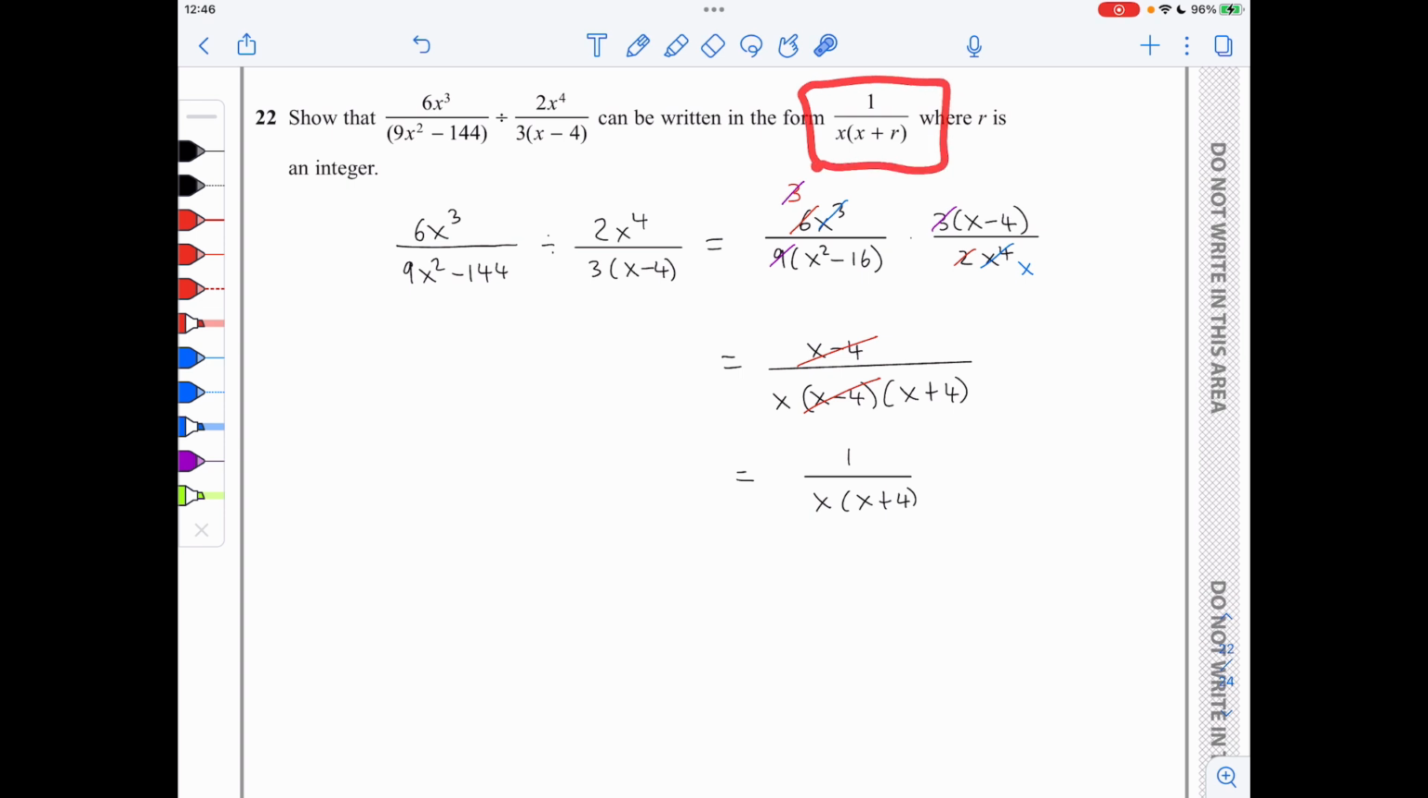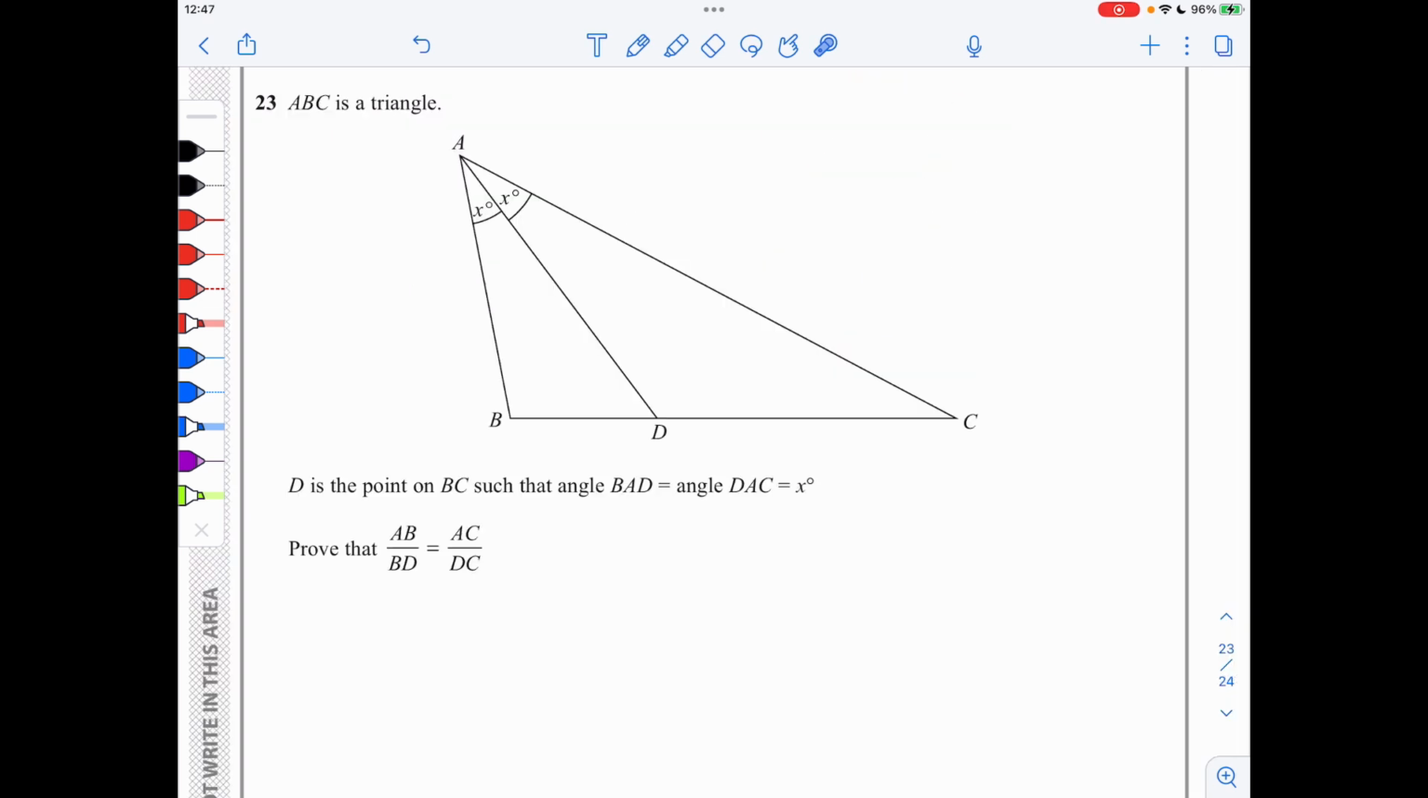In 23, we are being given triangle ABC, and given that these two angles are of the same size, we need to prove that AB over BD is AC over DC. So in order to do that, I will employ the sine rule. I will start by calling the angle here at ADC phi, and this here is obviously 180 minus phi.